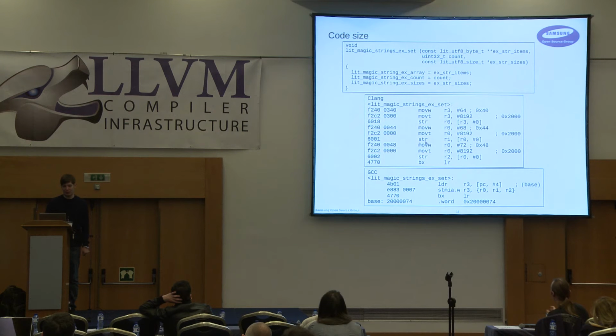Then we have another function here. This is also very simple. It has 3 arguments. Those arguments are used to initialize a bunch of global variables. All of those are global variables. And then we see a fairly consistent pattern in Clang here, where the base address of the global is being materialized with 2 move instructions, and then there's a store for every argument.